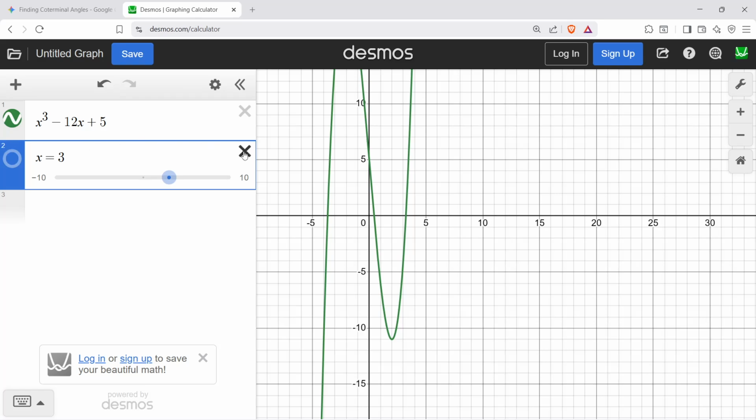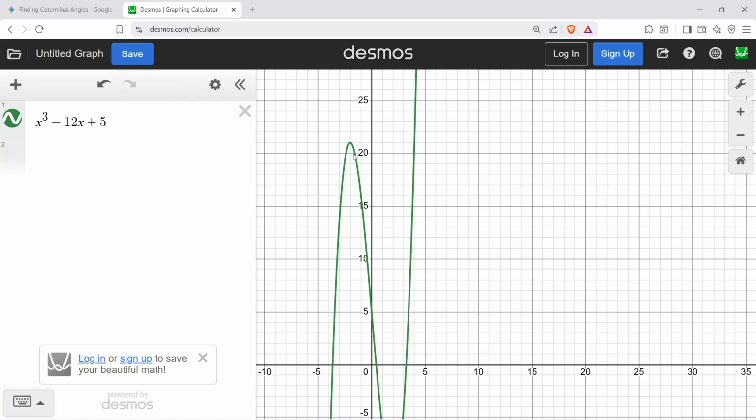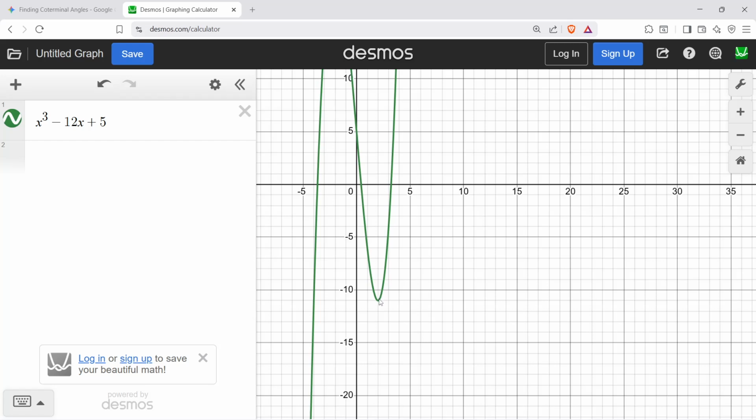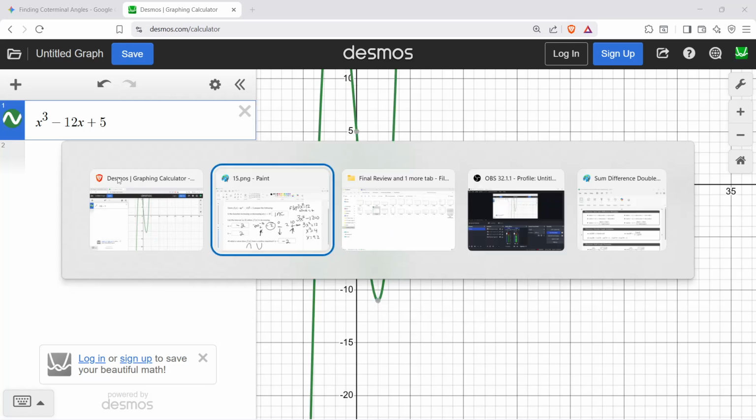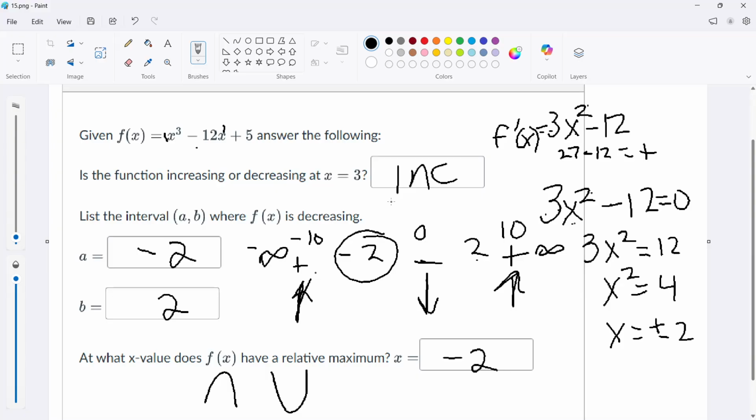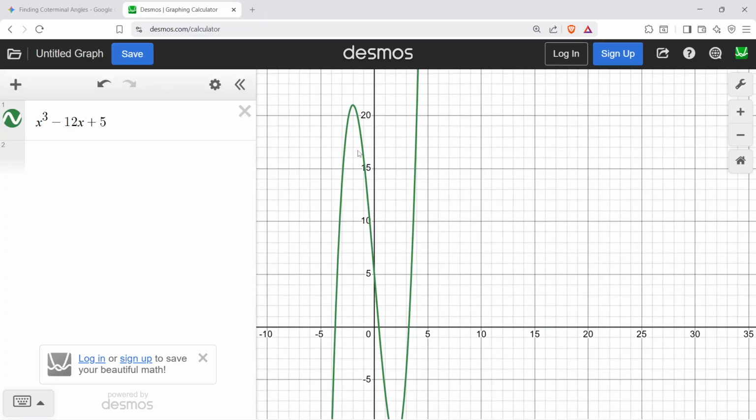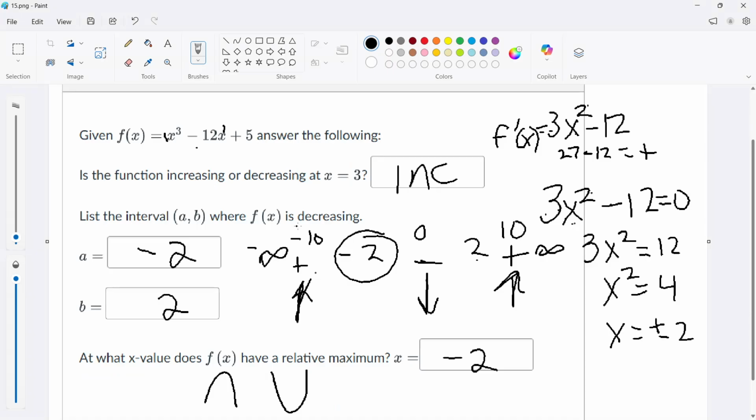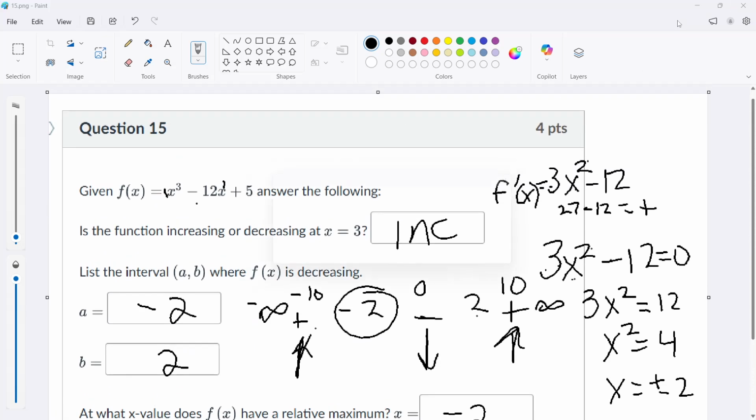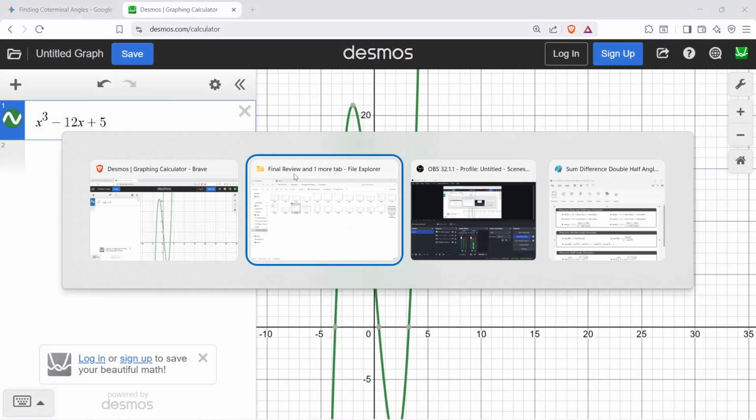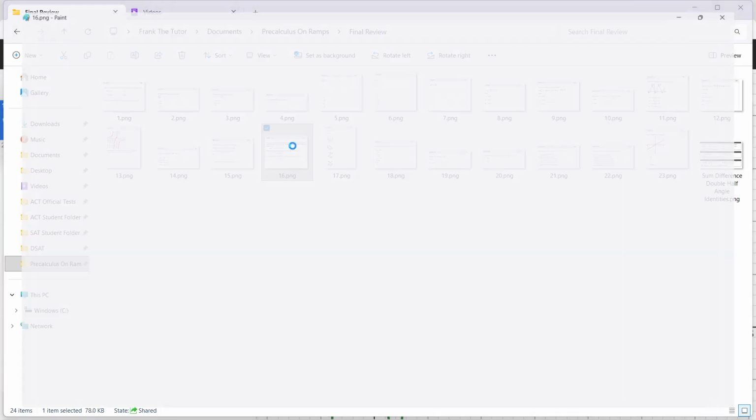Interval where it is decreasing. I wanted to get rid of that one. Where is it decreasing? Well, from there, which is negative 2, to there, which is 2. So negative 2 to 2. And where does it have a relative maximum? See, this is not an absolute maximum, it just goes up and up, and x just constantly increases. But the relative maximum is at negative 2, just as I put there. So that one is right. That's question 15. And now I can do 16.